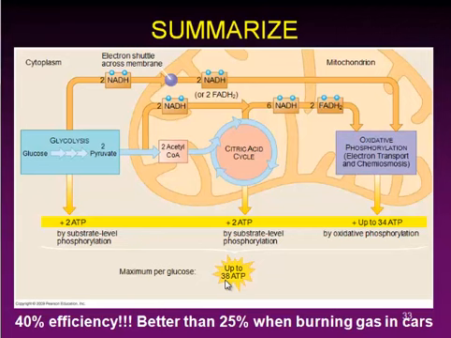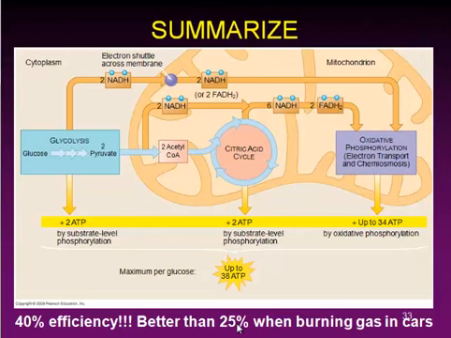Now, this is a really efficient system that has evolved over the many millions of years. It's about 40% efficient. That's actually really good when you consider that the best car that we can make is only about 25% efficient when burning gasoline, that is. So isn't that neat? All right. So that is aerobic respiration in a nutshell.